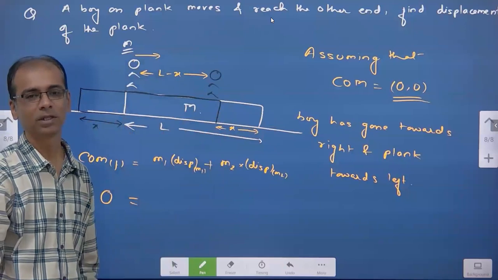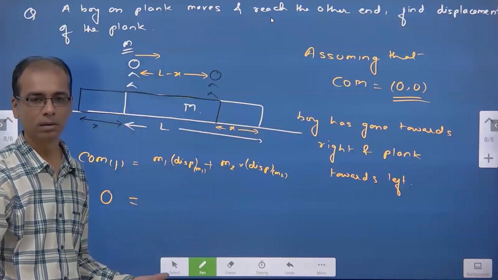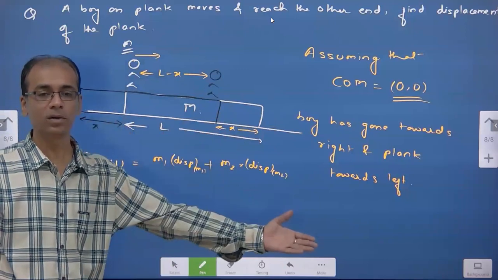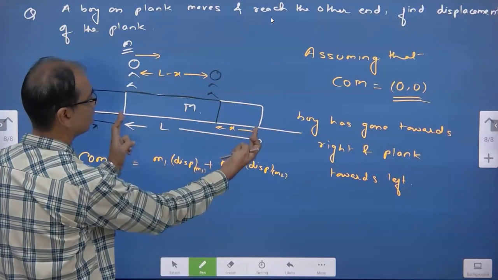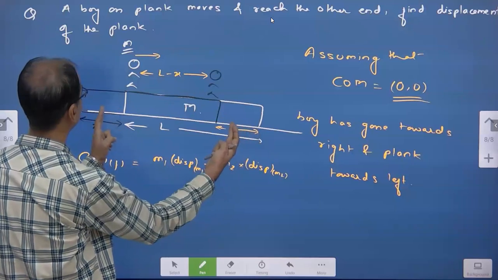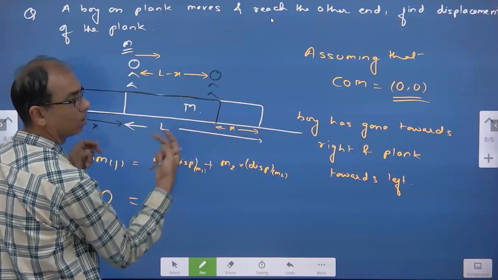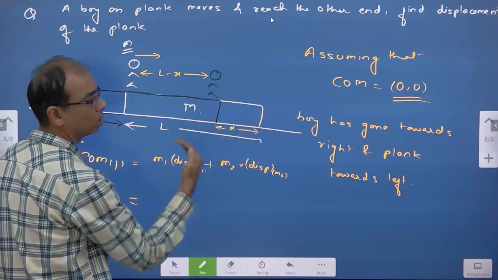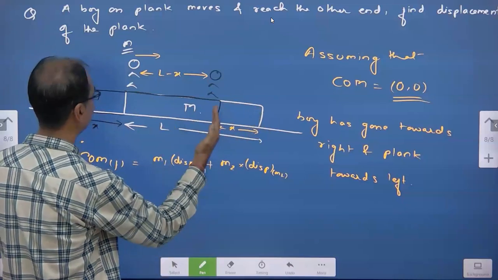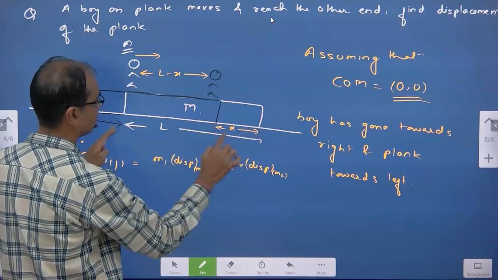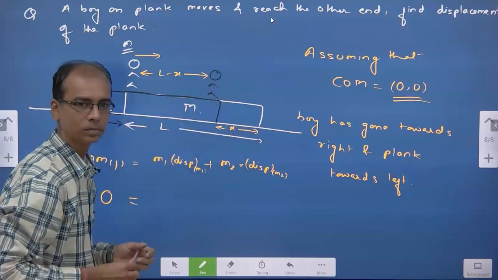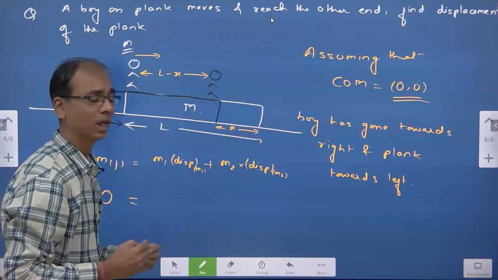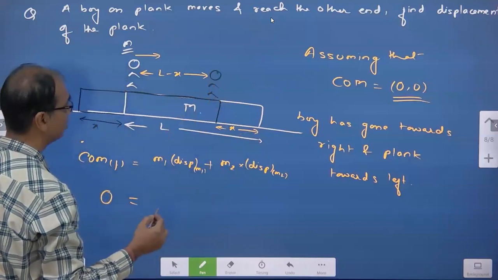Yes, sir. Because the plank's length is L. The plank's length is not increasing. The plank is of L length. So this much is L actually. Now this has moved, so this also will move. How can this end be here only? So this end has also moved. How much? X. This was L. This is X. So how much is this? L minus X. So how much has the boy moved? L minus X. The displacement of the boy is L minus X.